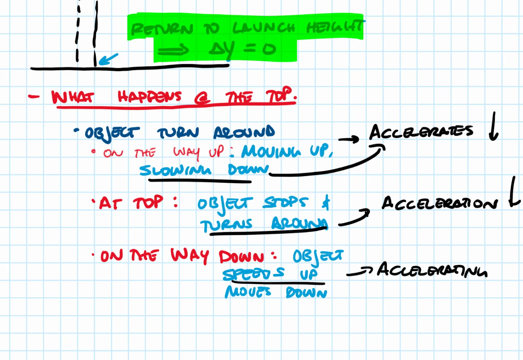On the way up, we're moving up but slowing down. So the acceleration is down. At the very top, we're going from moving up to moving down. We're changing our direction in the negative direction. And then at the bottom, we're moving down and speeding up. In all of these cases, the acceleration is down. The acceleration of the object is down on the way up. The acceleration of the object is down at the very top when we stop and turn around. And the acceleration of the object is down on the way down when it is speeding up in the negative direction.